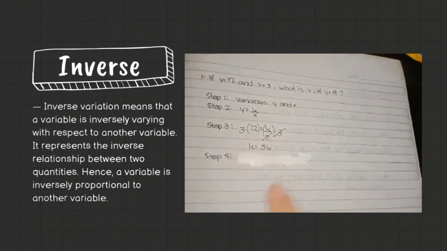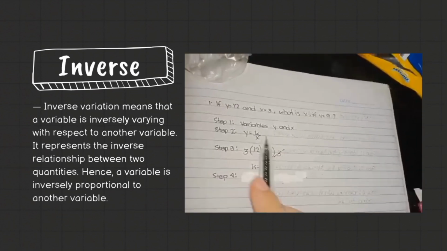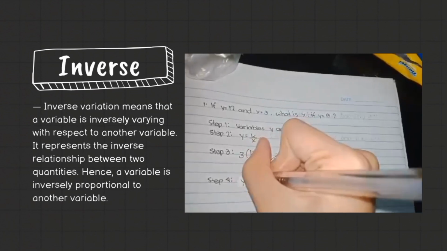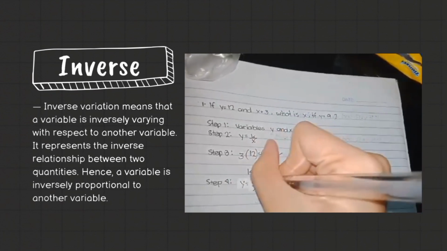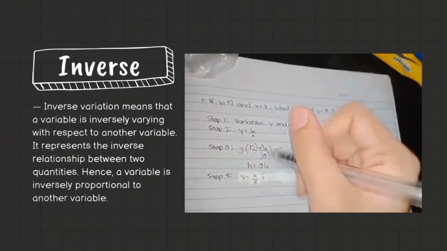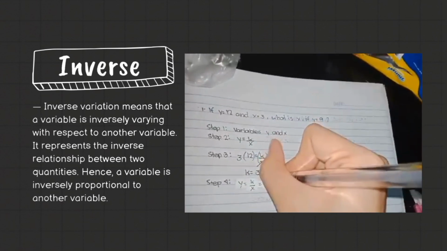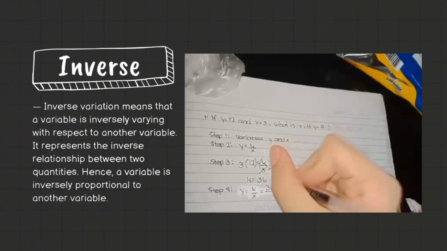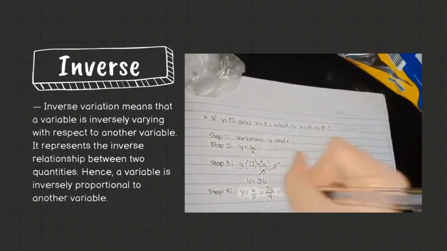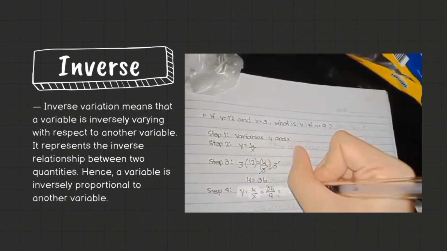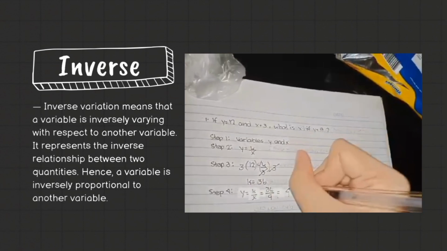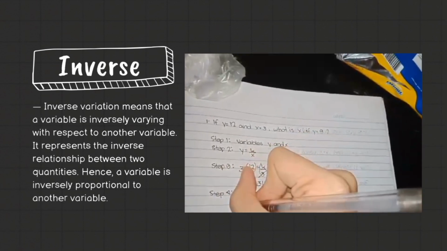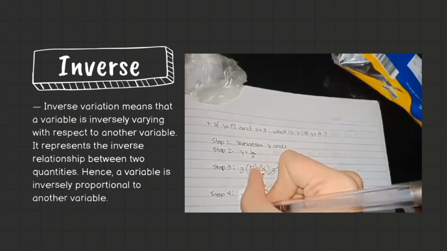Step 4 naman, we will copy the formula that we use, and we will put the 36 again and 9 naman sa ibaba. So i-divide lang natin, magiging 4 siya. So the final answer is x equals 4.